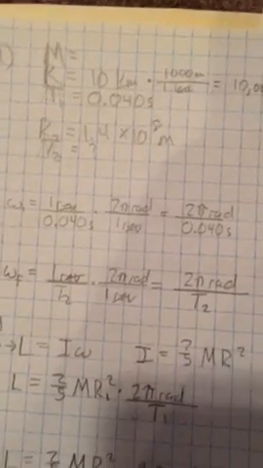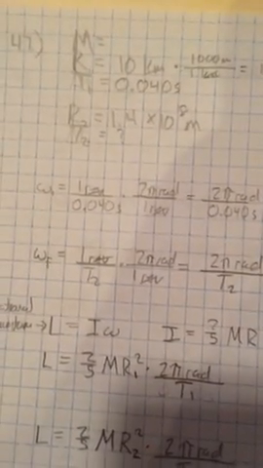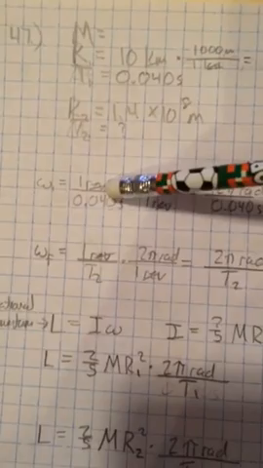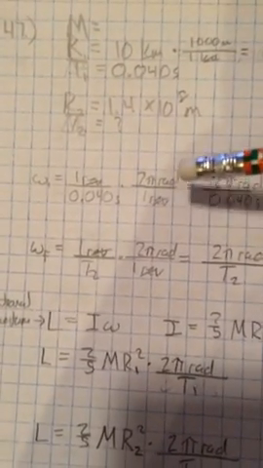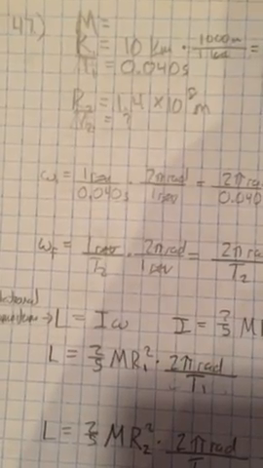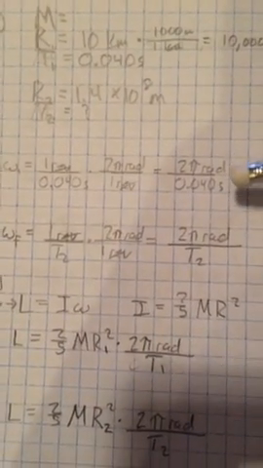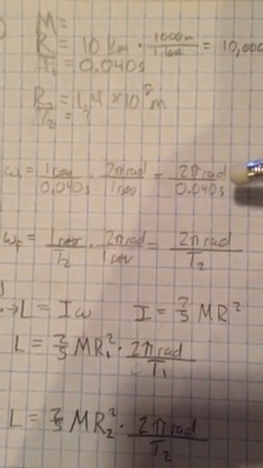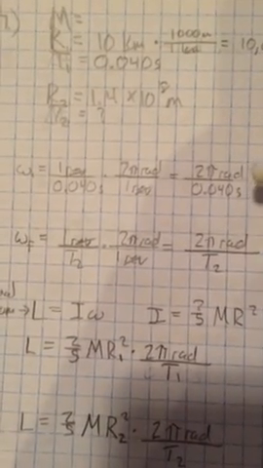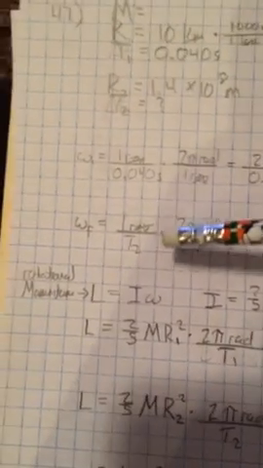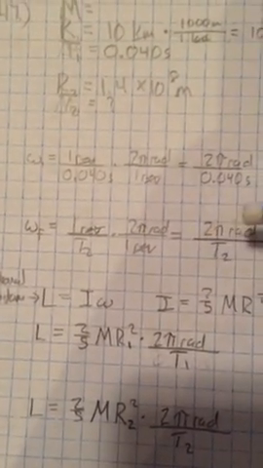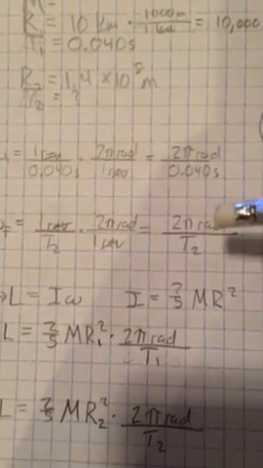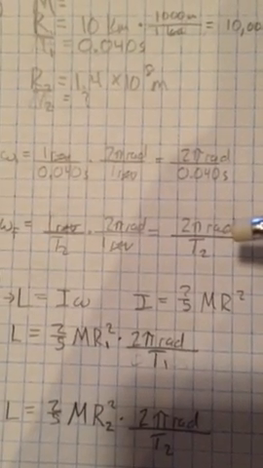So the first thing I did is I did omega initial, which it told us was 1 rev over 0.040 seconds. I did the dimensional analysis and I got to this. I don't know why I left it in like that. I usually get a number, but maybe there's a reason for that. We'll see. And then omega final is 1 rev over T2. So we don't know what T2 is. We don't know that time. And so I just get 2 pi radians over T2. So I kind of got stuck and I stopped there.